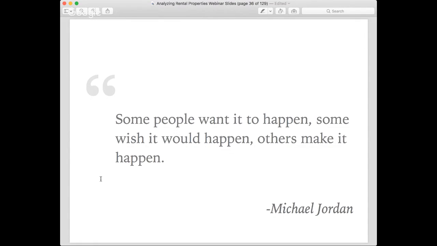I know people who want to get on a budget, who want to make more money. I know people who want to buy rental properties, but they just want it. They don't actually do it. So how do you become someone who does it?